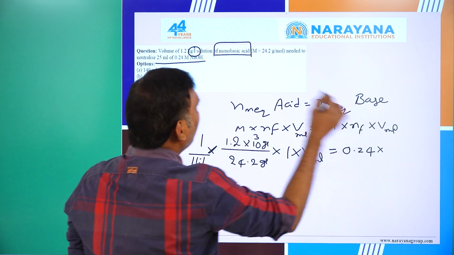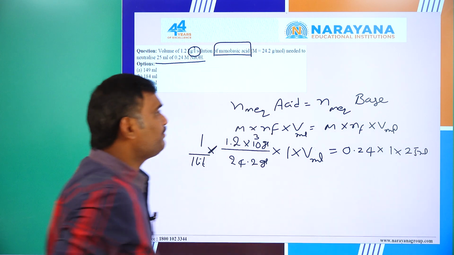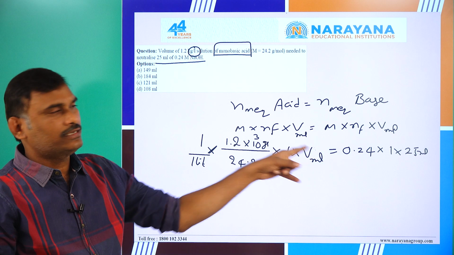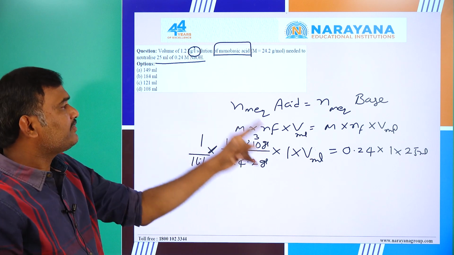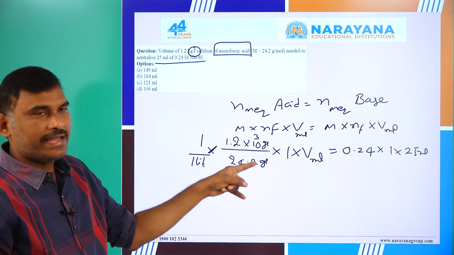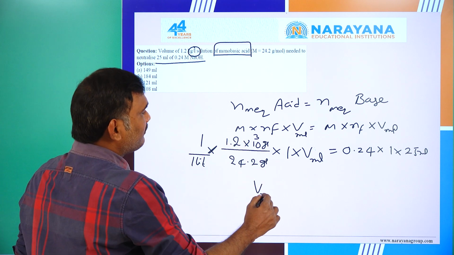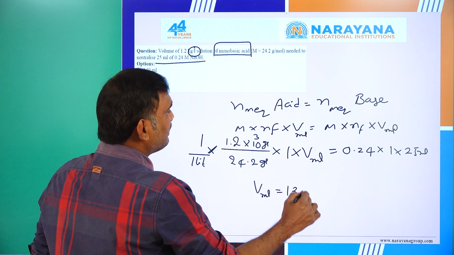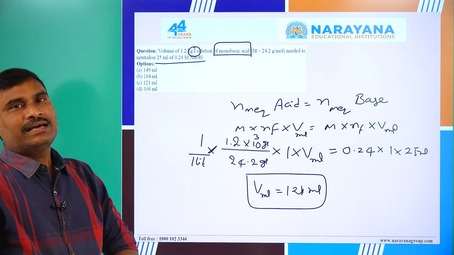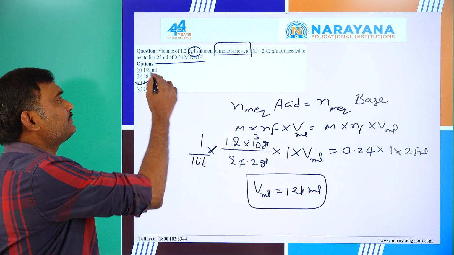The molarity they gave is 0.24, into n factor of sodium hydroxide, which is 1, and the volume they gave is 25 ml. Simply we can find out: the number of milliequivalents of acid is molarity into n factor into volume. N factor for this monobasic acid is 1, volume we have to find out. The molarity of the given solution is 1.2 into 10 to the power of 3 by 24.2 into 1 by 1 liter. After solving all this, you will get the volume of the solution as 121 milliliter. This is the volume required to neutralize 25 ml of 0.24 M sodium hydroxide.